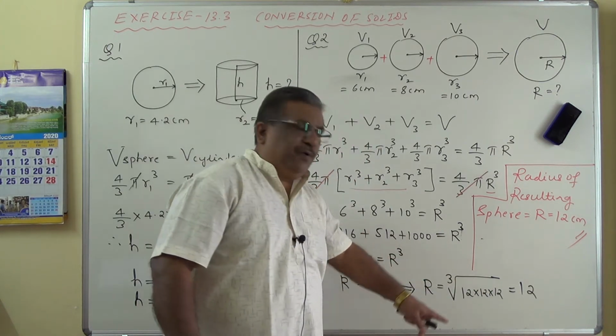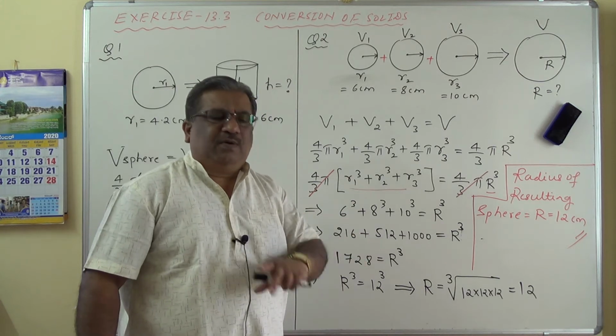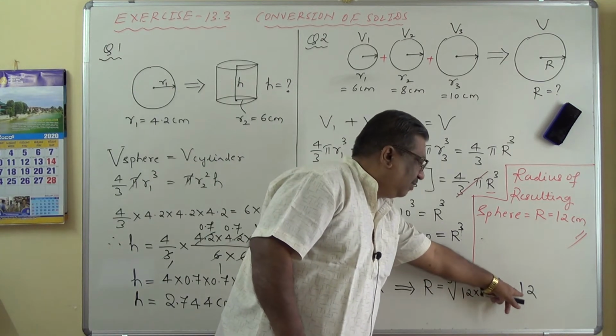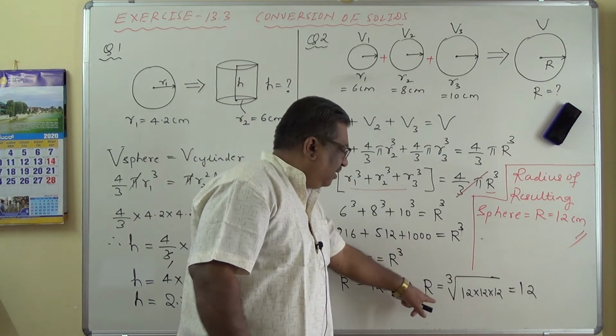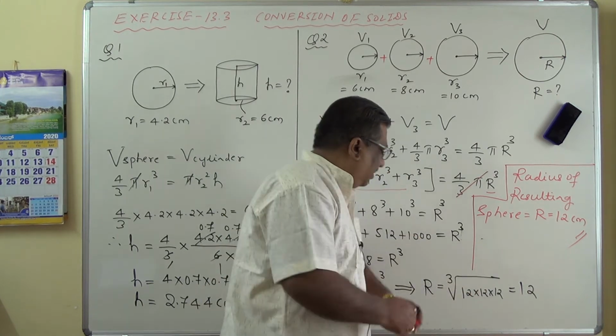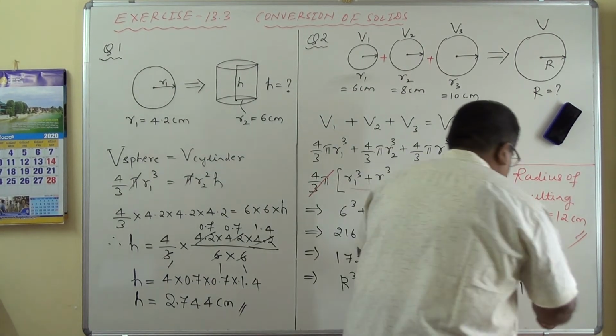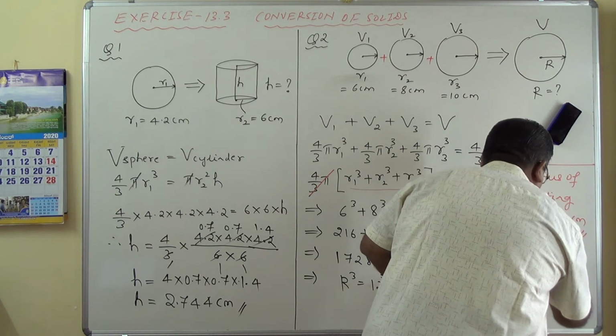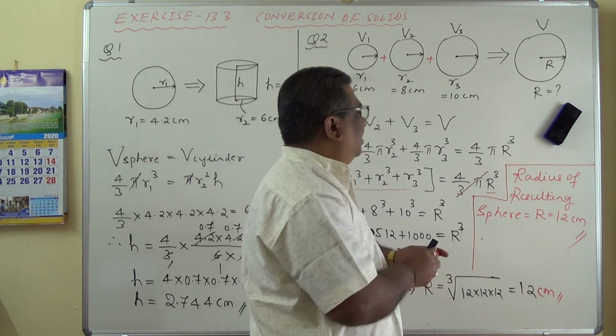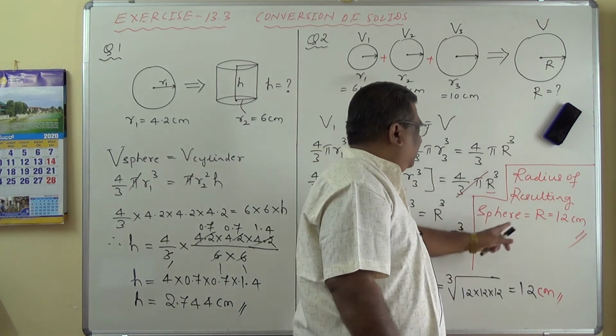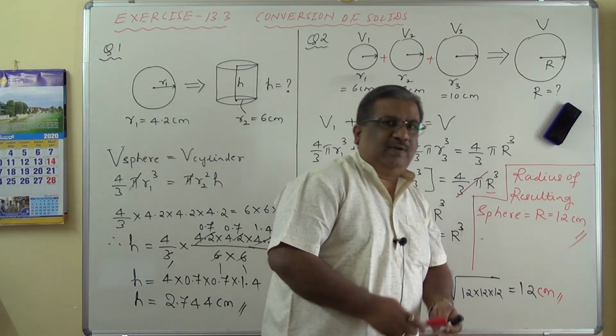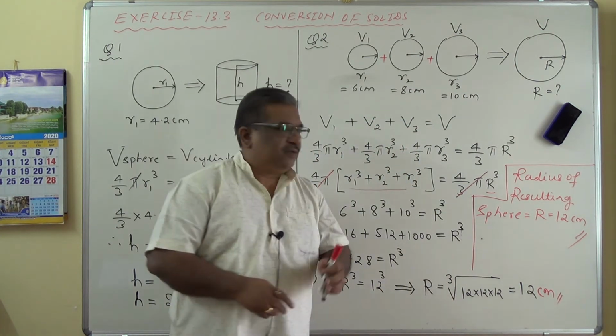So if it is a cube root, the triplets will come out once, and therefore 12 has come out of the root here. Therefore R is equal to 12 centimeter. Write the units here, 12 centimeter. And therefore finally the answer, radius of resulting sphere is R equals 12 centimeter. Clear? So make a note of this.